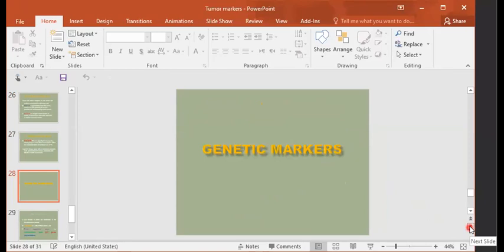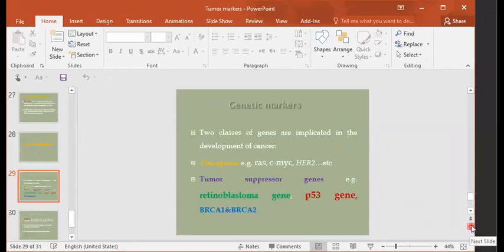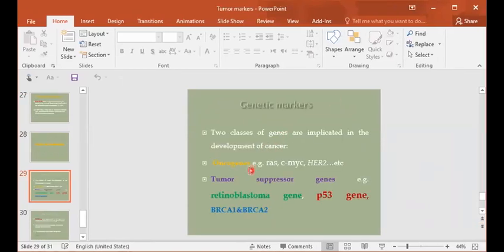Some tumor markers are genetic markers. They originate due to, for example, oncogenes, RAS and C-MYC and HER2. All these are tumor markers, and they are called genetic markers because they resulted from genetic mutation. The RAS is an oncogene. It's elevated in some types of cancers. The HER2 is specific for the breast cancers.